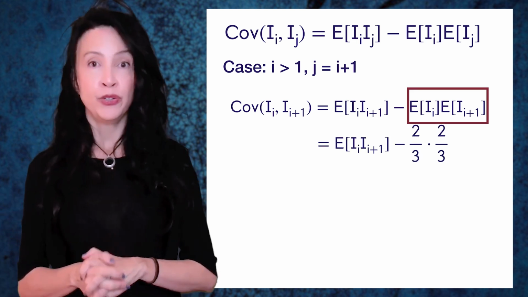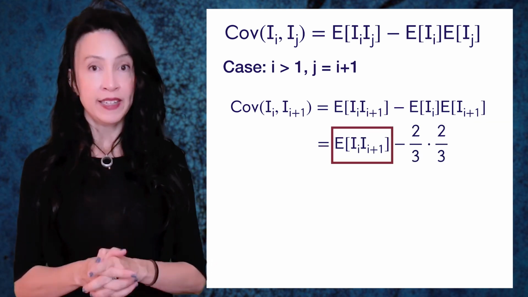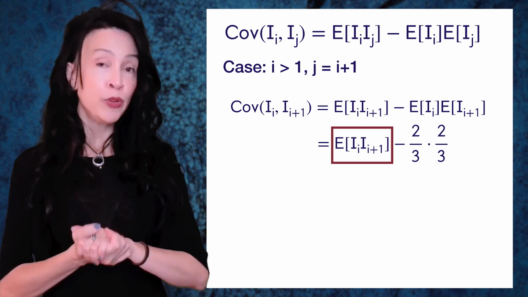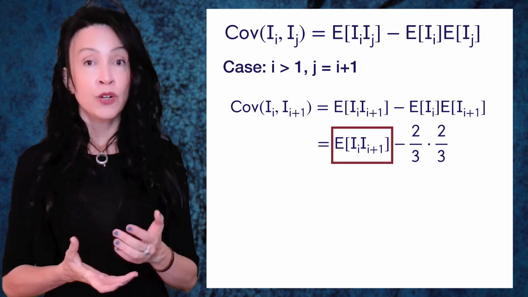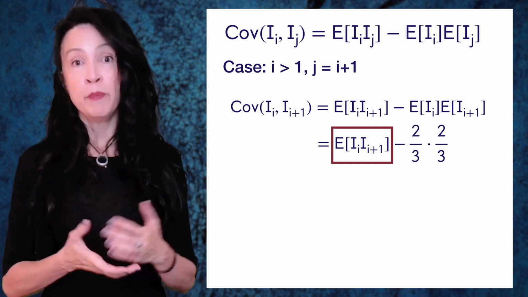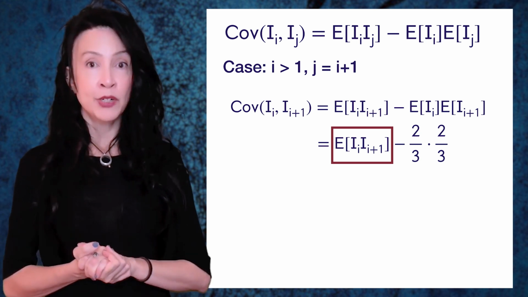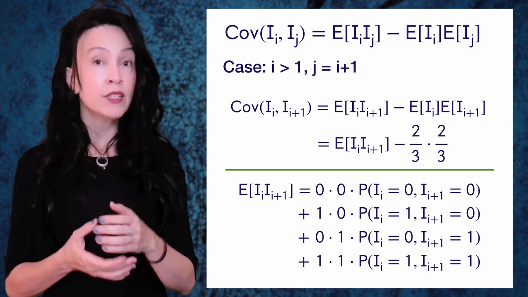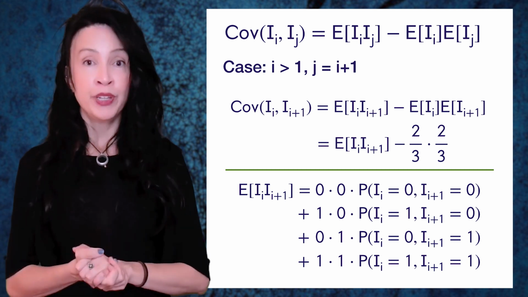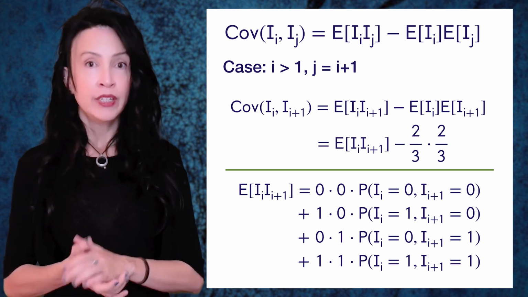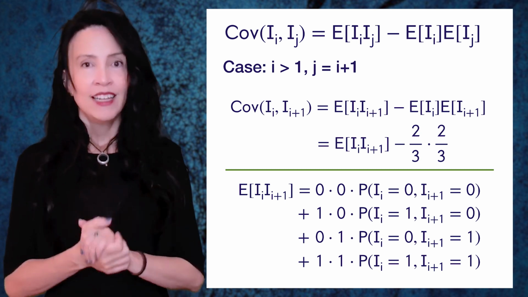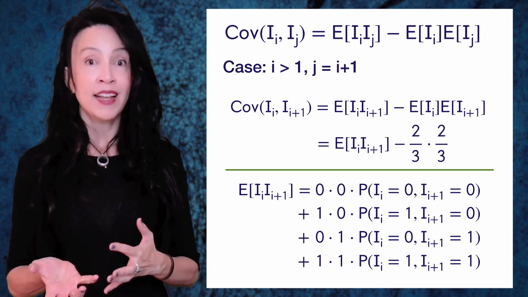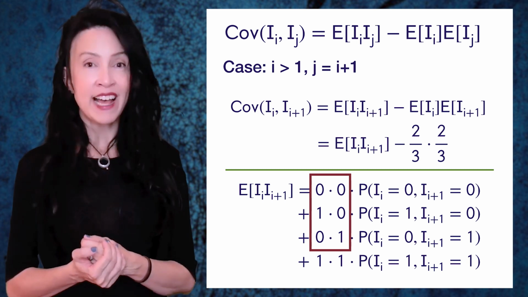We know both of these are 2/3, and we need to compute this. So we need to compute this expectation. This is a product of indicators and they'll only take on the values 0 and 1. So I don't really need this many lines to describe it, but I can write this expectation as 0 times the joint probability that both indicators are 0, plus 1 times 0 times the joint probability that the first indicator is 1 and the second is 0, plus 0 times 1, and finally 1 times the joint probability that they're both 1, and all of these disappear except for this last term.